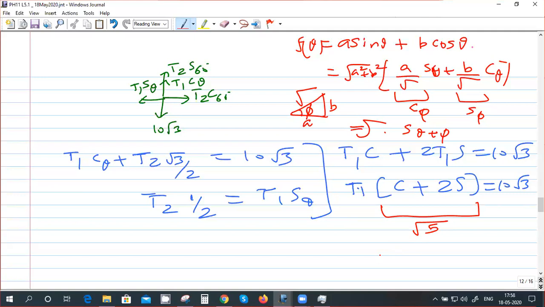Oh, this guy is asking for the minimum value, right? Yes, sir. Minimum value when this is maximum. T1 will be minimum when this factor is maximum. Right hand side is constant. Got it? Yeah. Okay. So T minimum. So 2 into root 15.